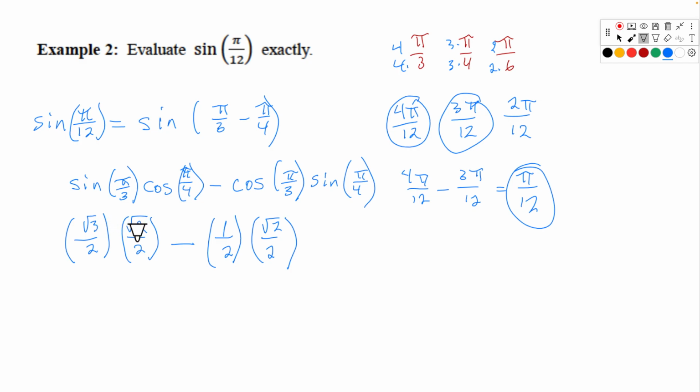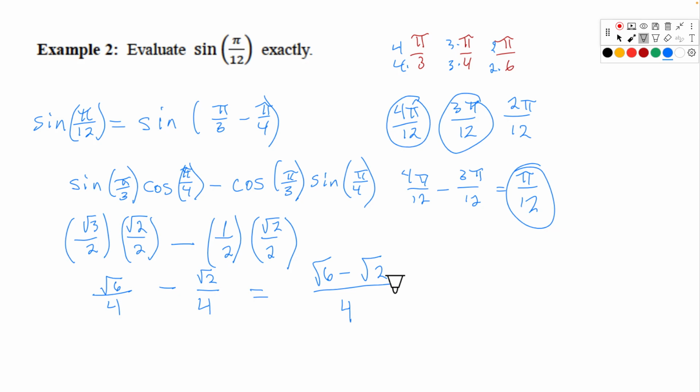So square root of 3 times square root of 2 is square root of 6 over 4. 1 times square root of 2 is square root of 2 over 4. 2 times 2 is 4. We have a common denominator, so we can write them all over this common denominator. And we get the square root of 6 minus the square root of 2. And knowing that the square root of 6 is bigger than the square root of 2, when we subtract them, we will get a positive value.